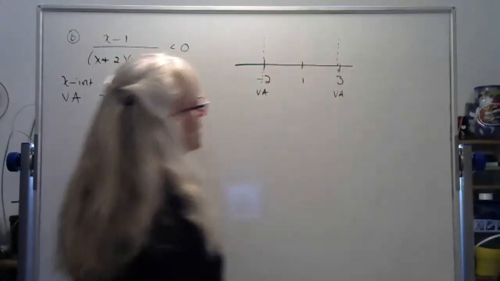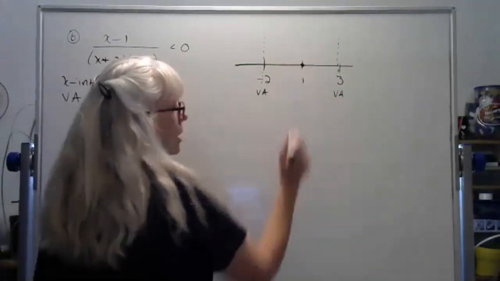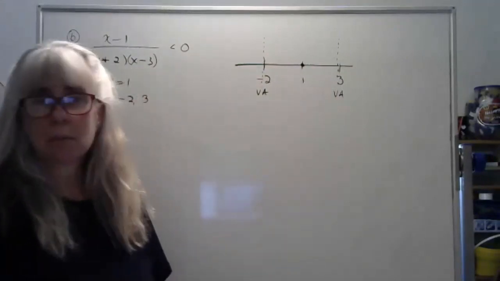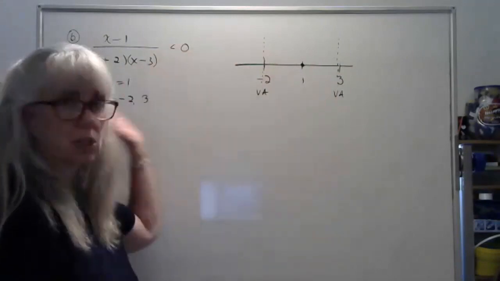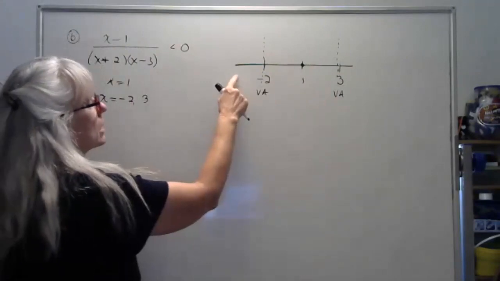The graph cannot cross. The x-intercept was at 1. We know the graph can cross, but again, that's not enough. I need the end behavior. So I'm just going to pick a value that's on the left region and then let the graph dictate from there. So I just need to test over here.